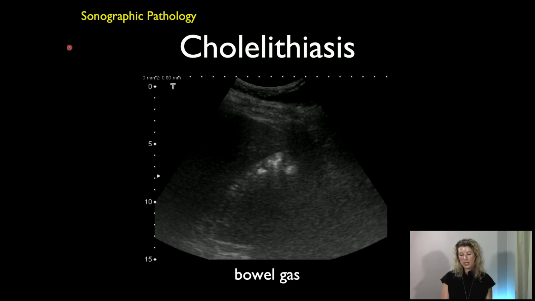So in this image, we're seeing a lot of different echogenic structures here. I'm going to show a clip of this in just a moment. But this is something that you can't really differentiate without seeing the whole thing, but this was identified as bowel gas.